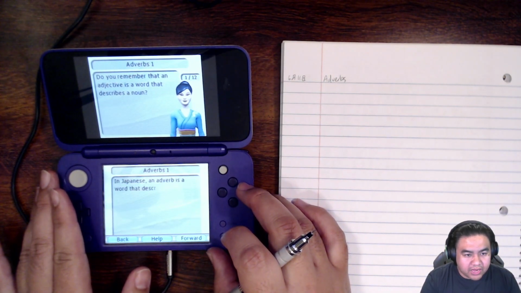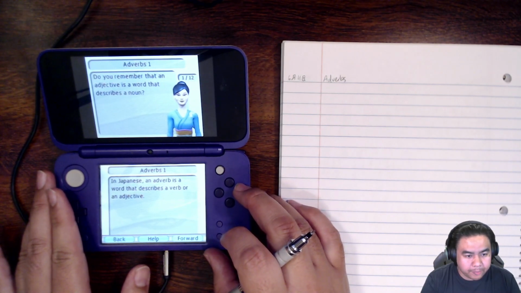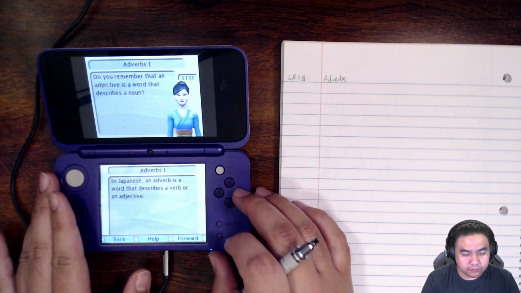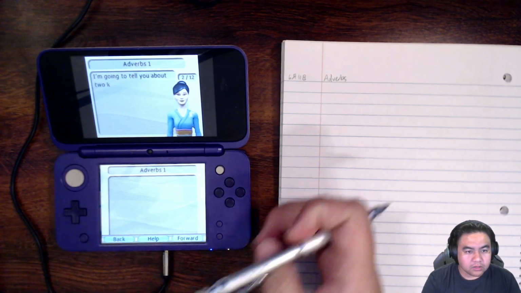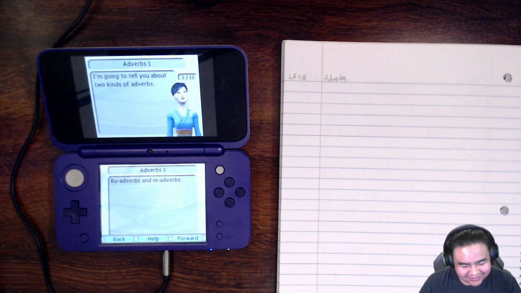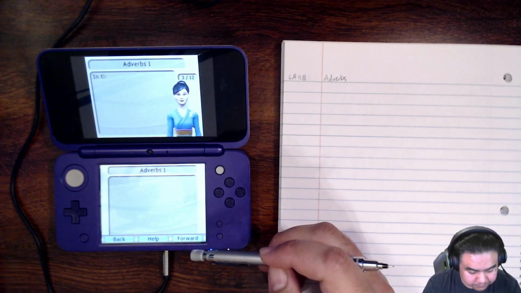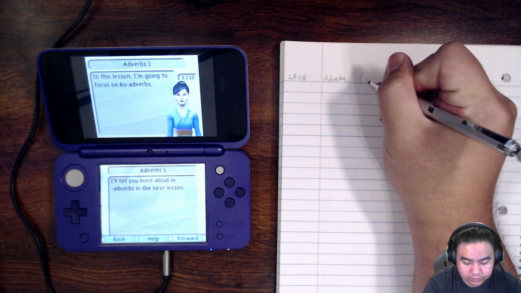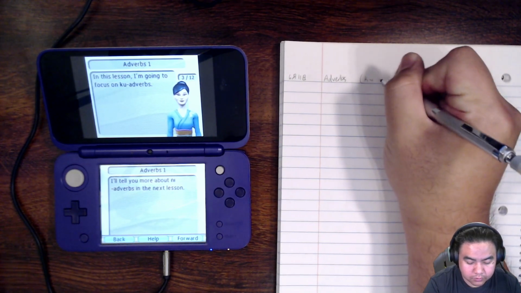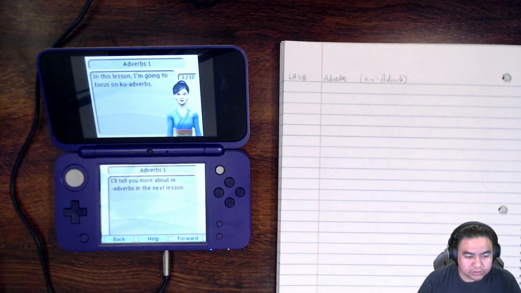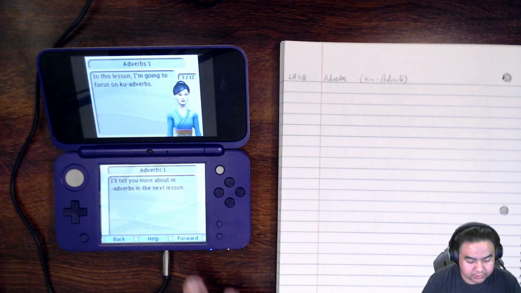Do you remember that an adjective is a word that describes a noun? In Japanese, an adverb is a word that describes a verb or an adjective. I'm going to tell you about two kinds of adverbs: ku adverbs and ni adverbs. In this lesson, I'm going to focus on ku adverbs. I'll tell you more about ni adverbs in the next lesson.